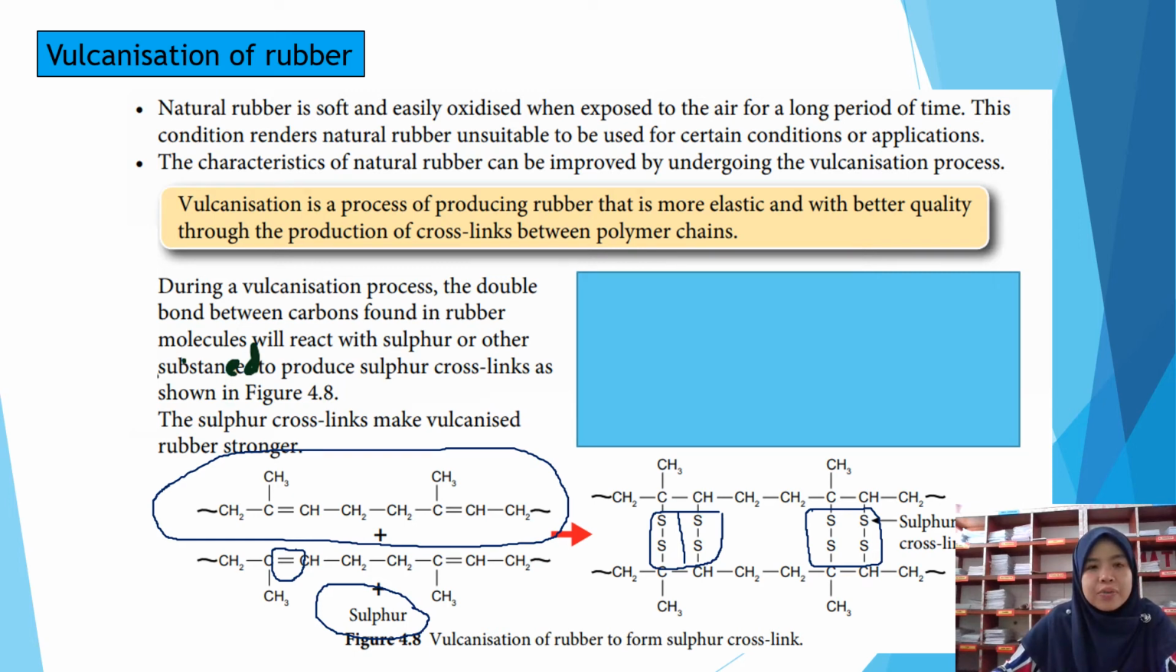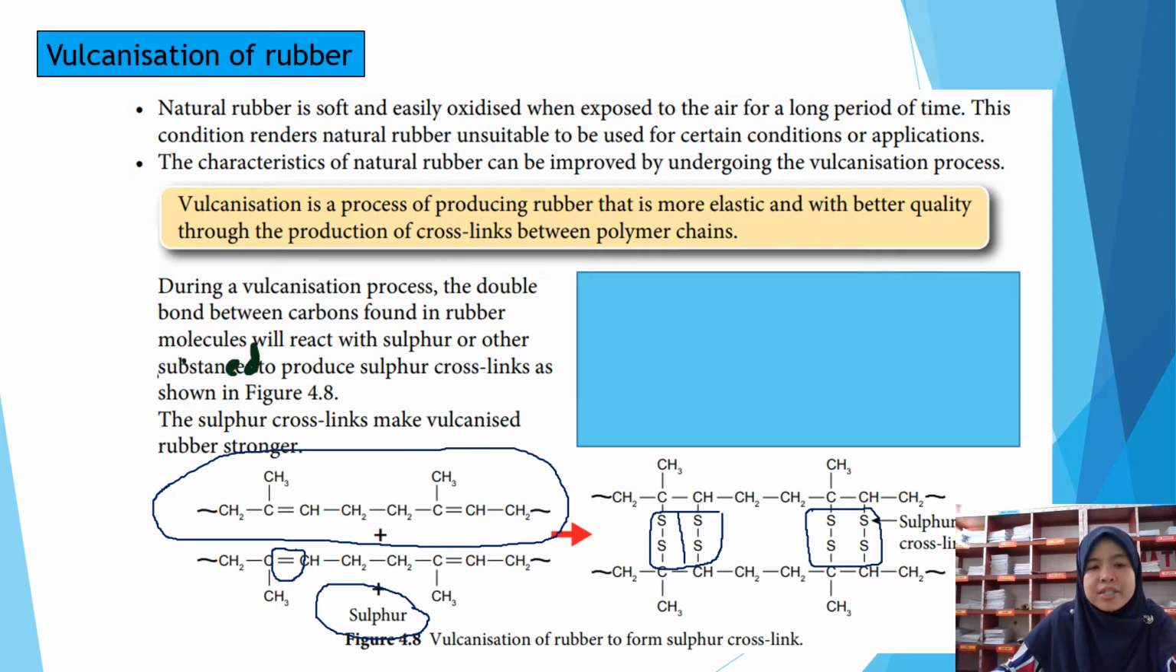Okay, continue with vulcanization of rubber. Natural rubber is soft and easily oxidized when exposed to the air for a long period of time. This condition renders natural rubber unsuitable to be used for certain conditions or applications. So, the characteristics of natural rubber can be improved by undergoing the vulcanization process.